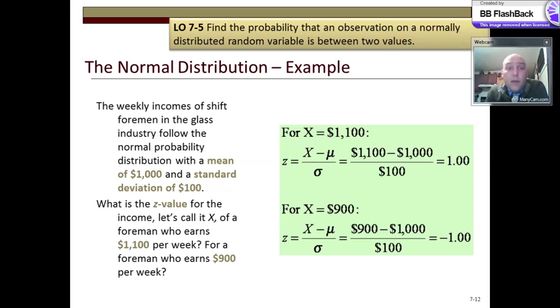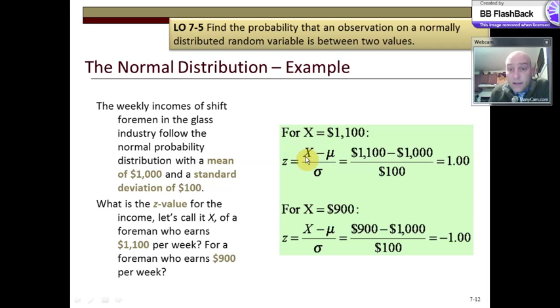So here's an example. Weekly incomes of shift foremen in the glass industry follow the normal probability distribution with a mean of $1,000 and a standard deviation of $100. What is the z-value for the income, let's call it x, of a foreman who earns $1,100 per week? So we're going to say x is $1,100. And that's the first example we have right here.